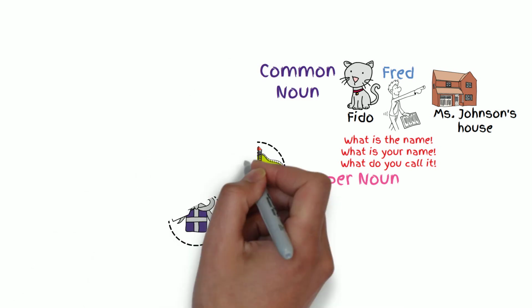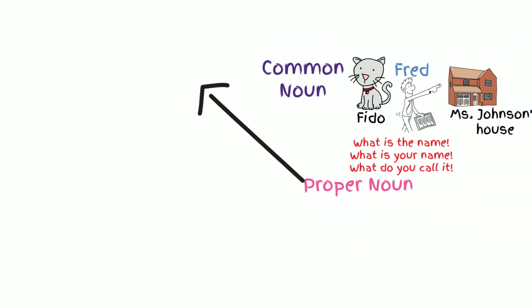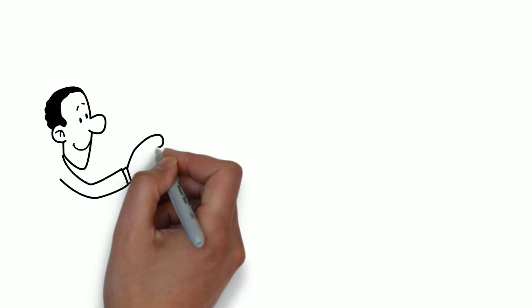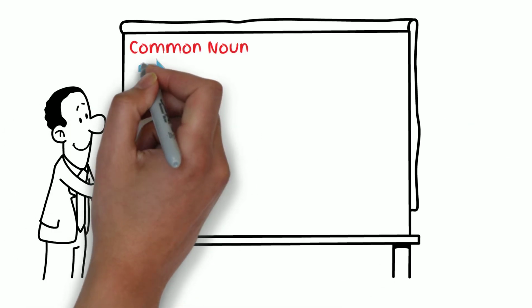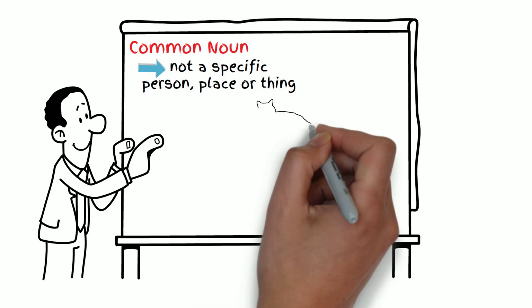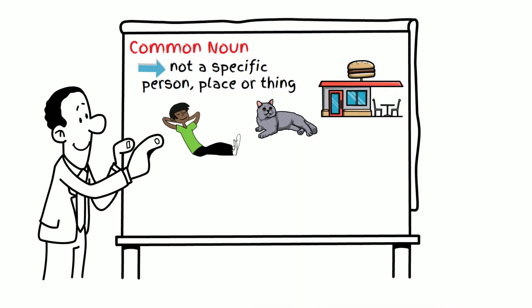You have to ask yourself, do you know the name? If there is a name, then it is a proper noun. First, let's take a closer look at common nouns. Common nouns are not specific persons, places, or things. For example, cat, dog, man, woman, school are all common nouns.